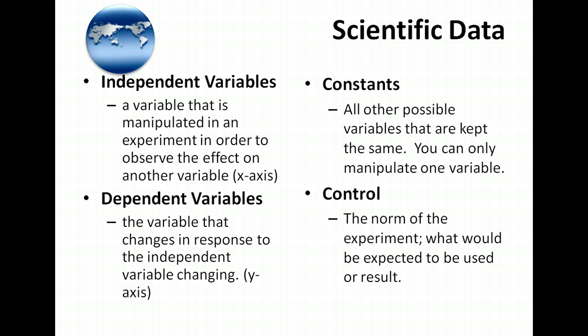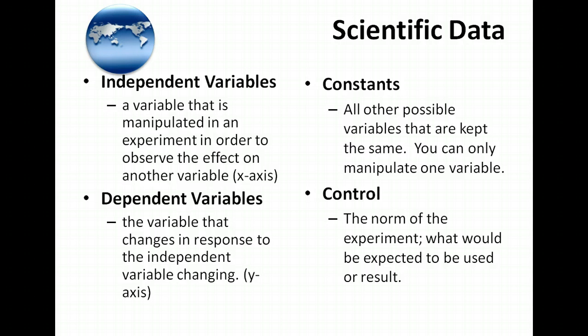Constants are all the other variables in the experiment that must stay the same, because you can only change one thing in an experiment because you're trying to observe the response changes. So in our plant example, the temperature of the room, the amount of light they're getting, the amount of the substance they're being fed, the location, the type of plant, all those things have to remain the same.